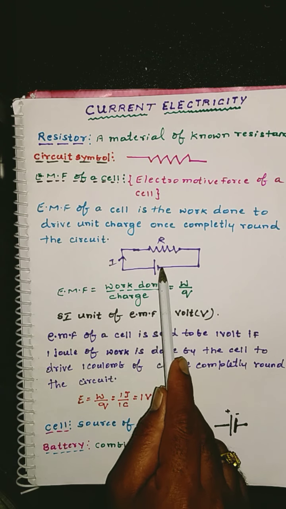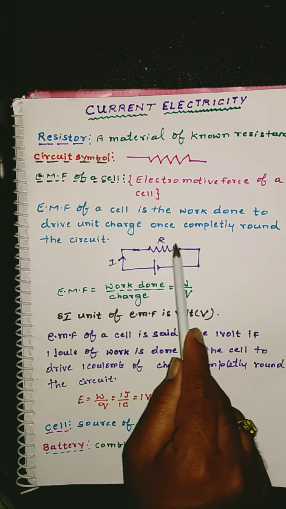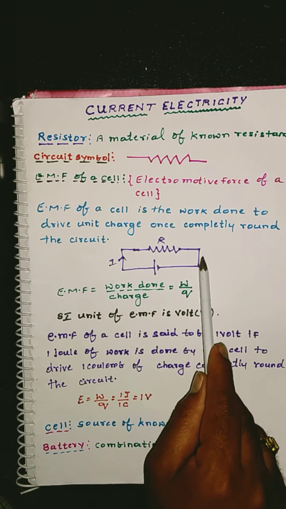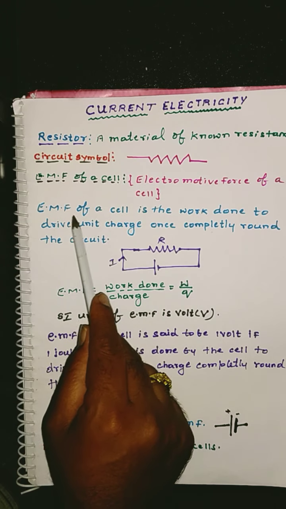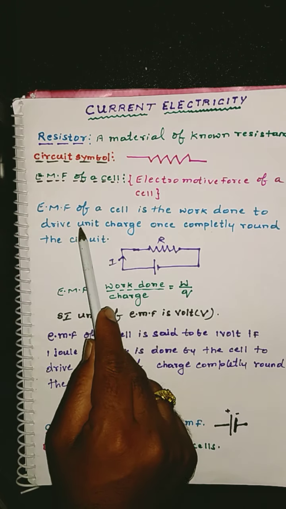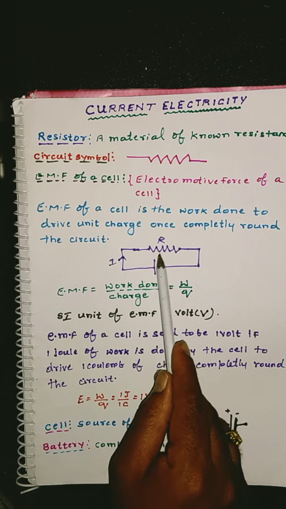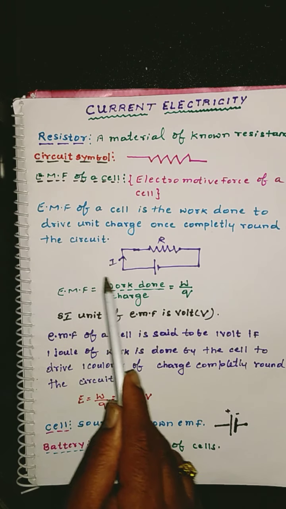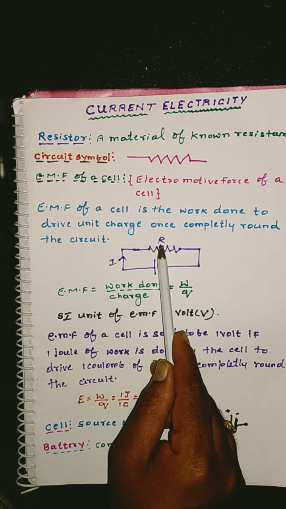Throughout the circuit means, for example, if you think of a charge starting from the positive terminal, then the work done in moving the charge back to the positive terminal after going through the circuit completely once represents the EMF of the cell. That work done represents the EMF of the cell. So, see here, why does work have to be done? There is some opposition to the movement of charge. That opposition is what is called resistance.